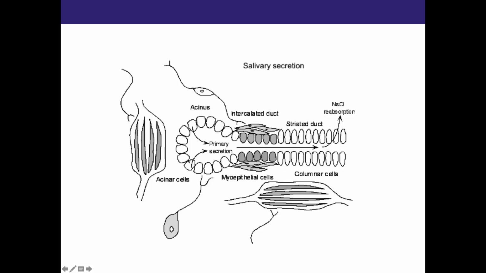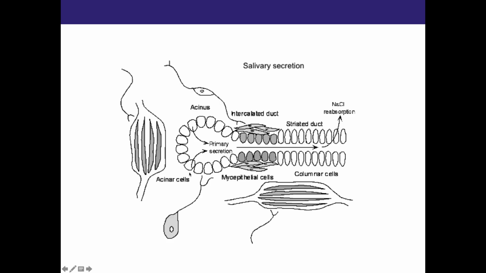Salivary glands are typical acinar glands. They're an exocrine gland. I had a good question in my office: what's the difference between exocrine and endocrine? Exocrine glands secrete their fluid into an open cavity like the mouth or the duodenum. Endocrine glands secrete into the blood supply, into the circulatory system. So this is a typical exocrine gland known as an acinar gland.